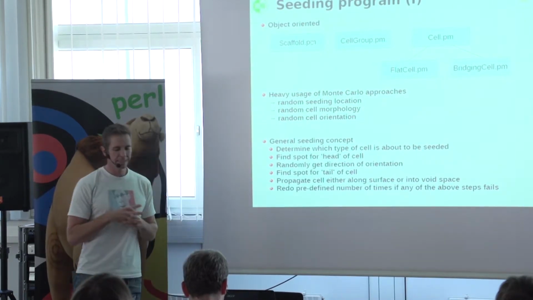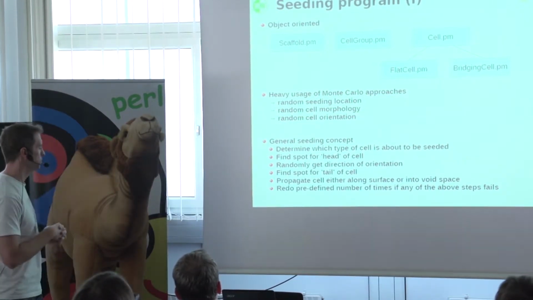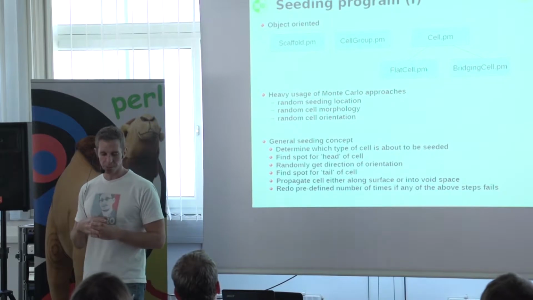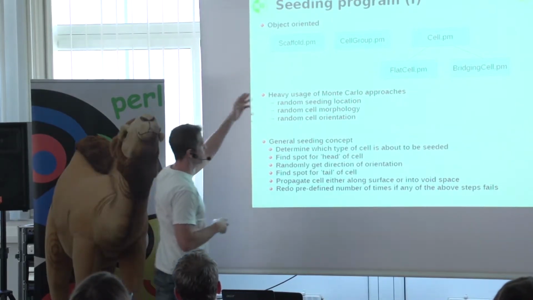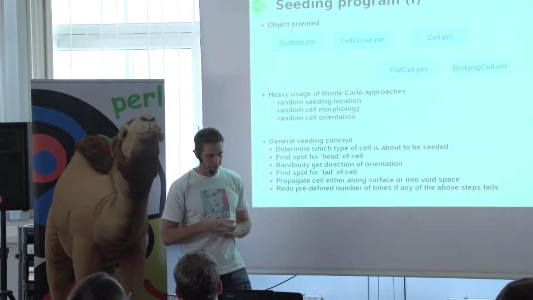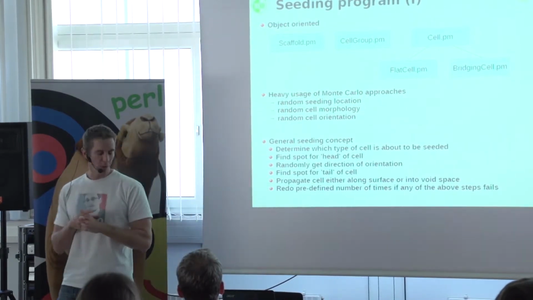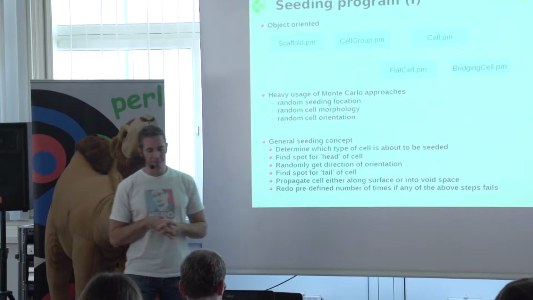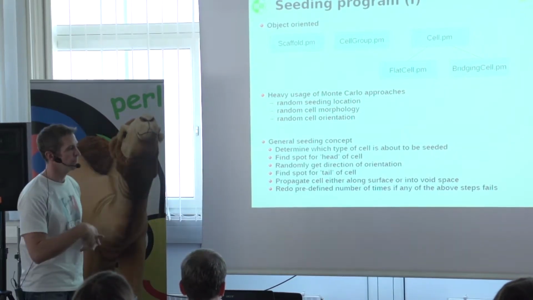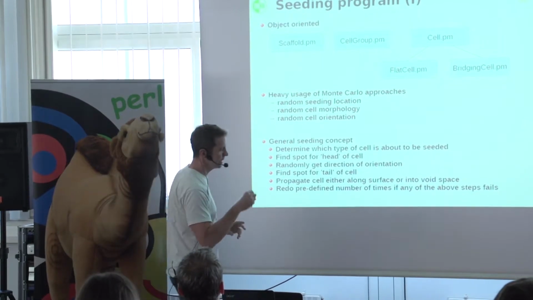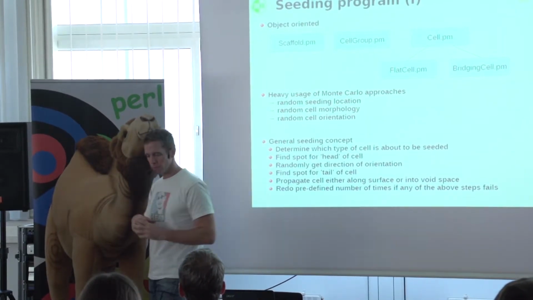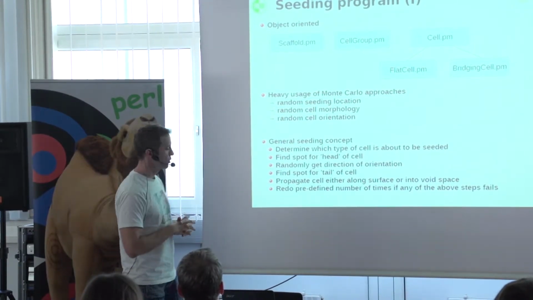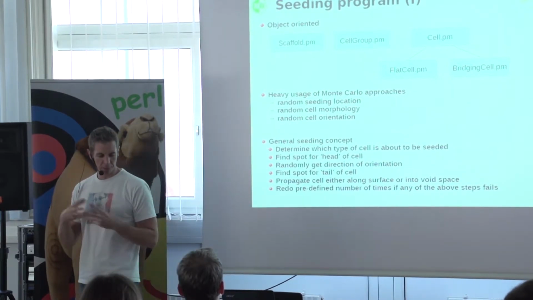For that cell processing, I wrote a little Perl script. Actually, it was kind of a Perl environment. The main part was object-oriented Perl with a couple of classes: the scaffold was represented by a class, the cell group, the cells, and here we had two child classes, the flat cells and the bridging cells. I heavily used the Monte Carlo approach, so a lot of random number generation, for instance to determine the location where the cells are put into the scaffold, the orientation in space, and also the morphology was randomly determined.